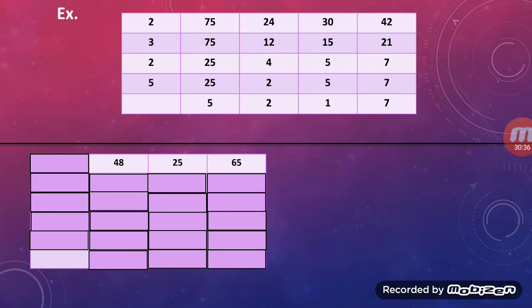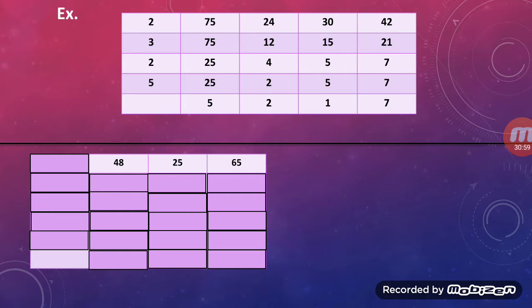You're going to take a number and break it down to all of its multiples. You'll continue to break it down, creating branches of the tree, until the numbers cannot be broken down anymore. Then you'll take all of those prime numbers, and you have your prime factorization. So moving forward, we can see 48, 25, and 65.